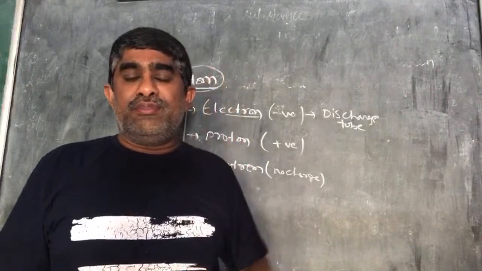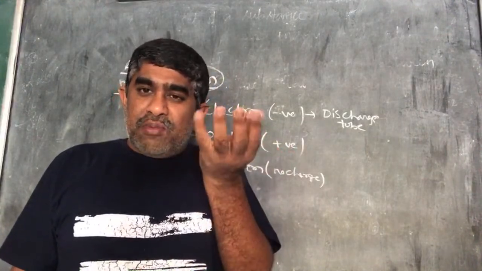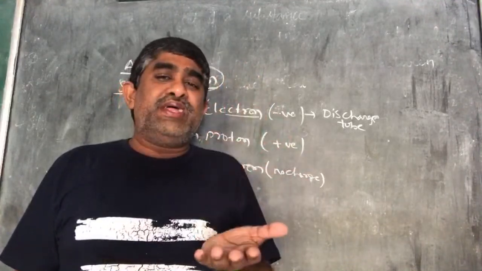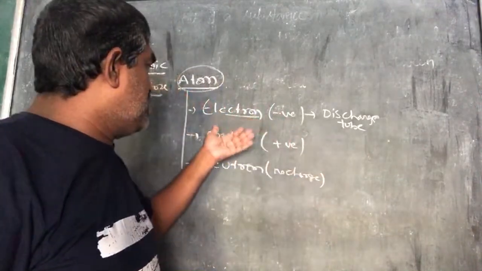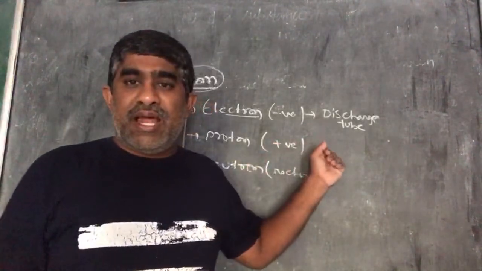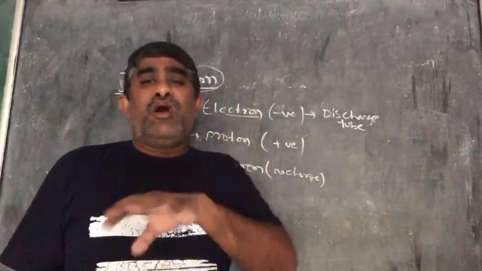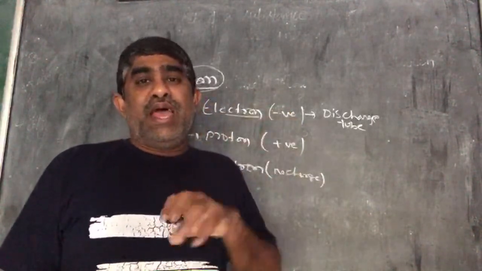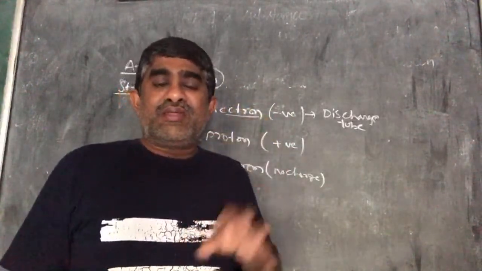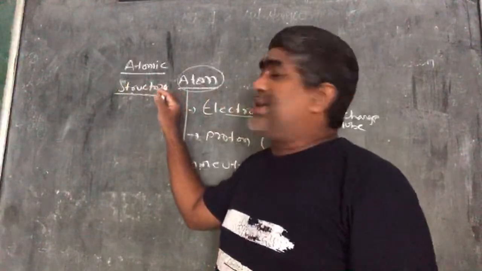How are they in the atom? The atom was considered an indivisible particle that cannot be further divided. Dalton said that, but later it was proved that the atom can be further divided into electrons, protons and neutrons. So how have these been kept in the atom, where have they been placed? Studying how these particles are arranged in an atom is known as atomic structure.